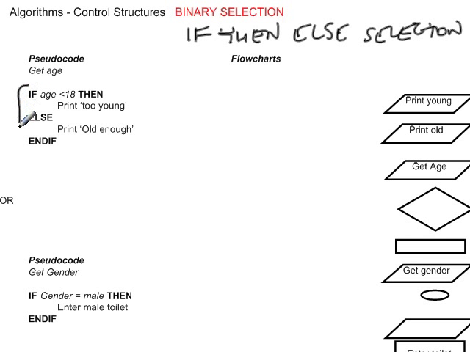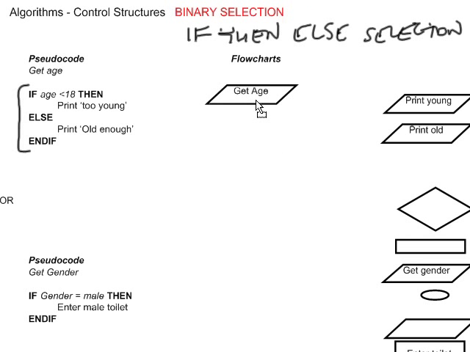So here's our binary selection here. If, then, else. So we have an input first. We're just looking at a section of an algorithm, not the whole algorithm, just a section. So we have a get, which is outside the binary selection. So we get the age.